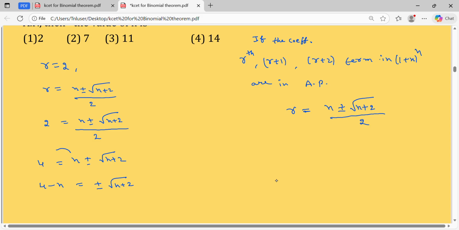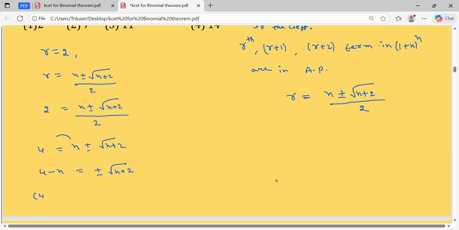Now taking square on both sides. 4 minus n whole square, here plus or minus whole square nothing but it becomes plus only. So square and root cancel, n plus 2. Now expand them: 16 plus n square minus 8n, and that equals n plus 2.